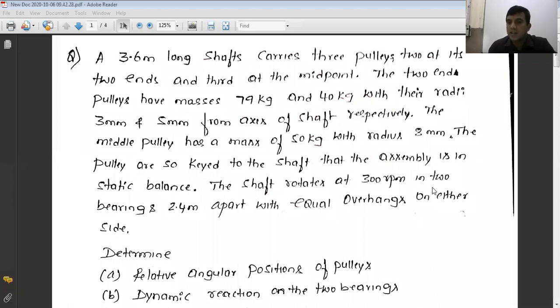Now the shaft rotates at 300 rpm in two bearings, 2.4 meter apart. Again, consider the shaft. From the center of the shaft, on each side, 2.4 meter divided by 2, that is 1.2 meter, 1.2 meter, a bearing is attached. The bearing is a supporting element. It gives support to any rotating component. The bearings are 2.4 meter apart with equal overhangs on each side. Now determine the relative angular positions of the pulleys and the dynamic reactions on the bearings. Dynamic reaction is nothing but dynamic forces, right?